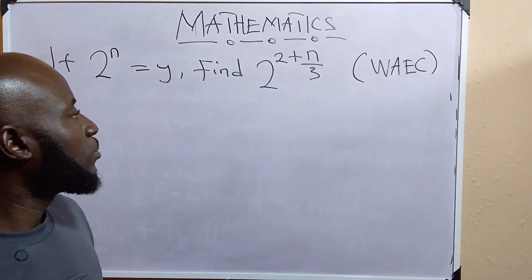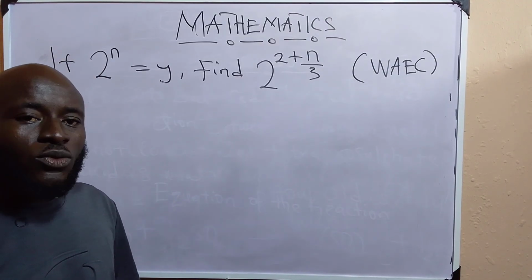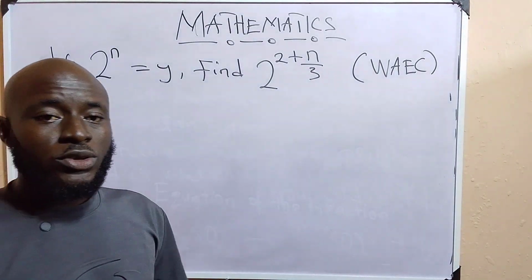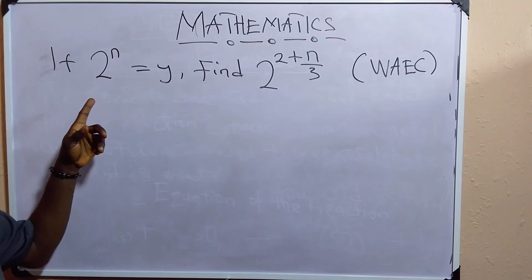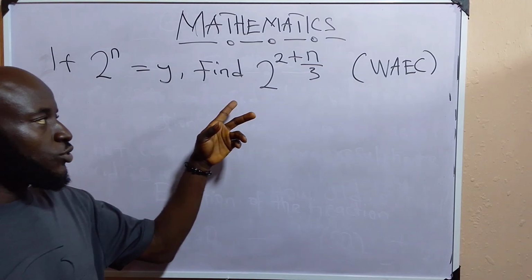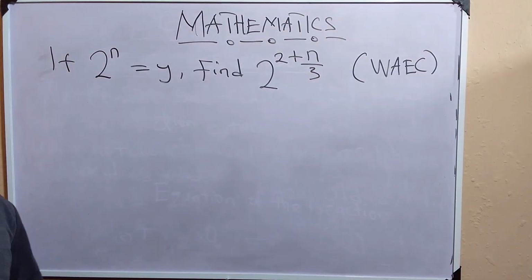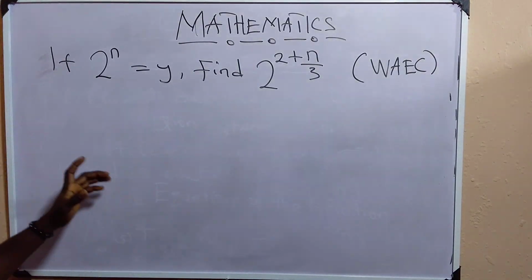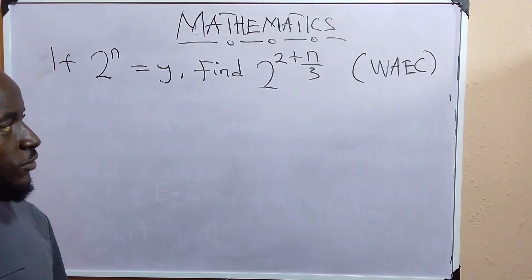Students, I guess you can still remember we've treated the laws of indices, and we have a question on the whiteboard here, and this is a typical WAEC question. From the question, it states that if 2 raised to the power of n equals y, you should find 2 raised to the power of 2 plus n all over 3. I told you that indices is all about raising a number to an index number. So if you see this kind of question, you don't need to be scared.